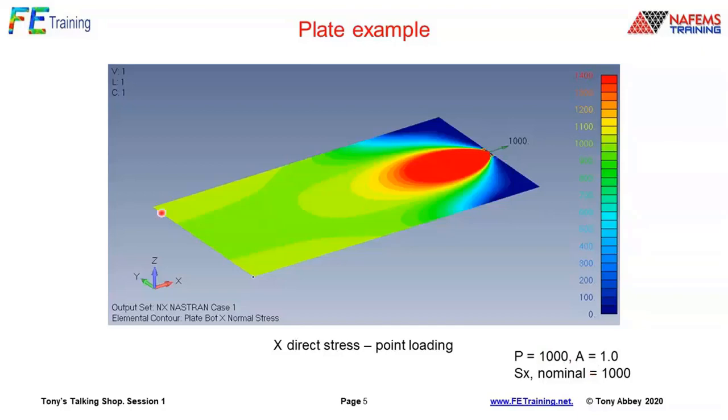One quick word about the boundary condition on the left-hand side. I've constrained here in the x direction in translation, and then all the rotations, but the y direction, I've only put the center line point constraint on, or a single node there.